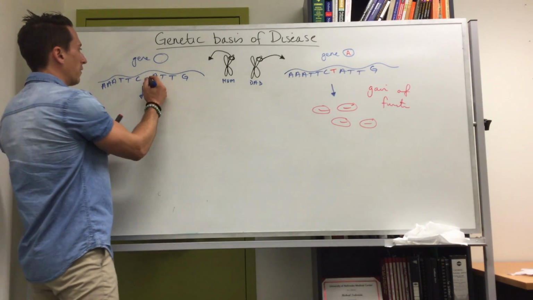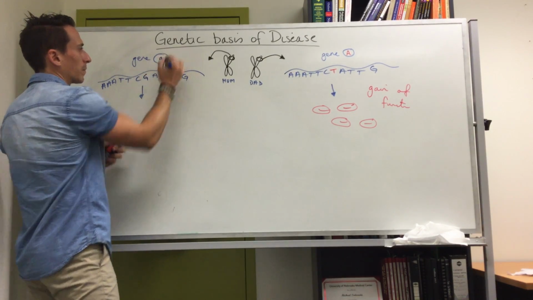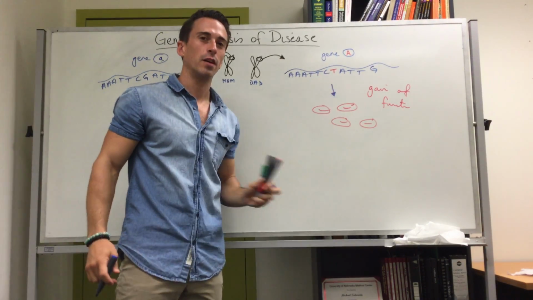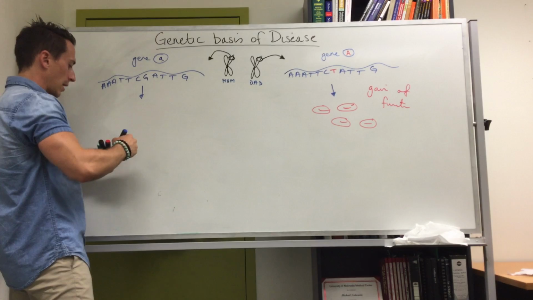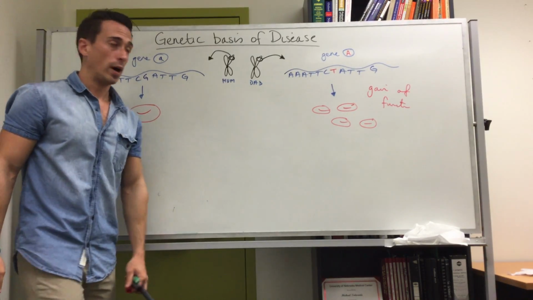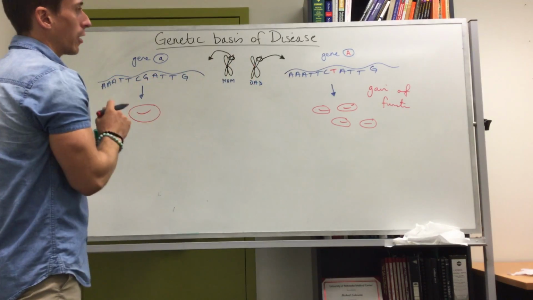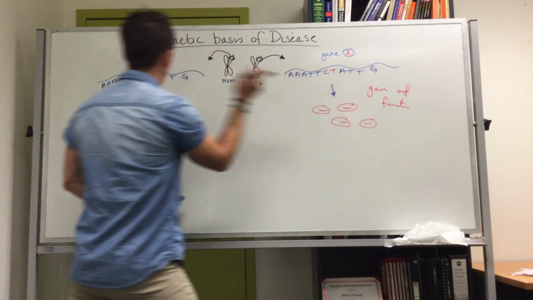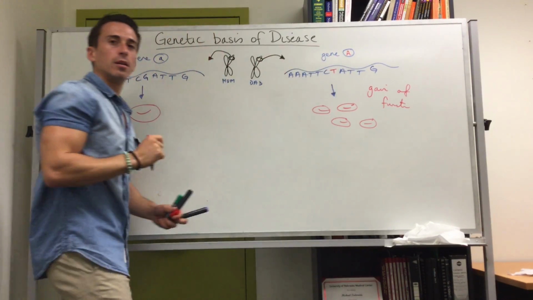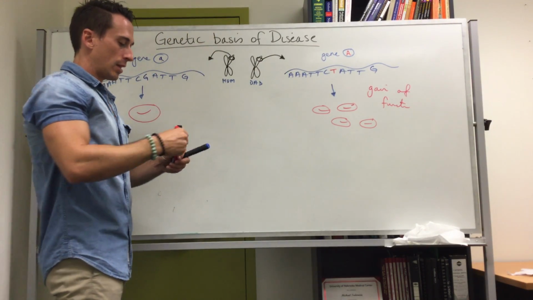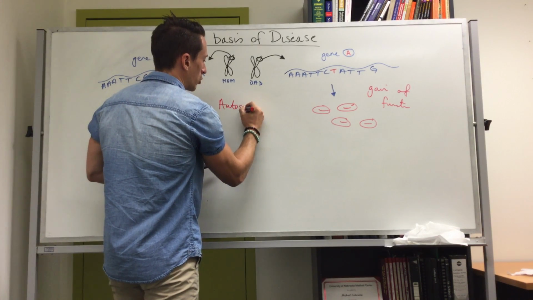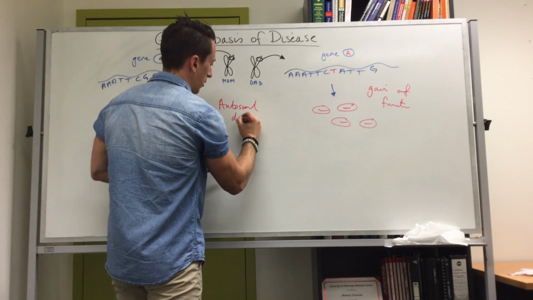Now, what if from dad we get this mutation that results in a gain of function, and from mum we get that nice, happy, healthy protein? Well, in this scenario, this gain of function overpowers this, and all you need is a single copy to present with the disease. This is called autosomal dominant inheritance. Autosomal dominant inheritance.